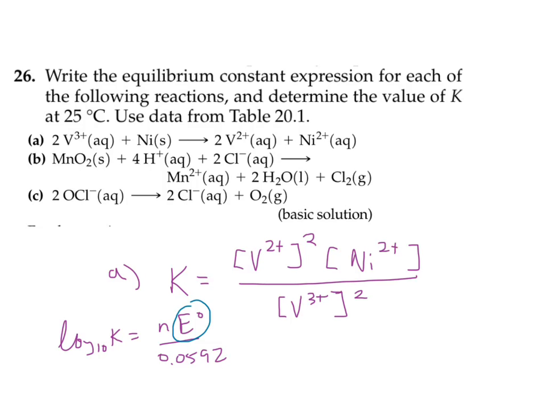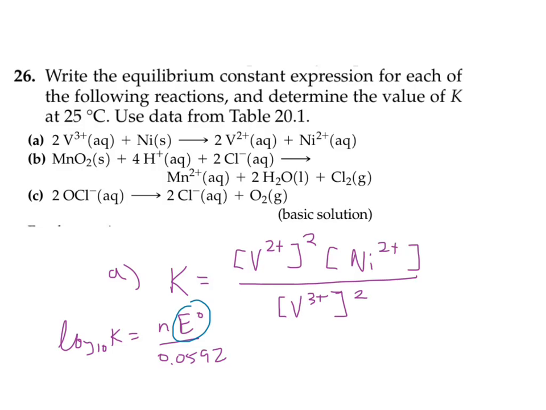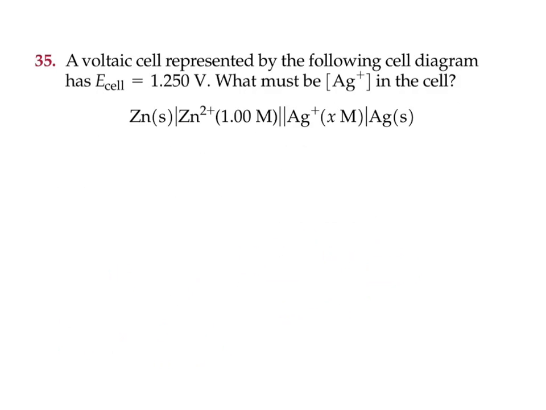But it would be good. The next one looks like this. It's a voltaic cell represented by this, and it gives the cell potential. That's not the standard cell potential. There's no naught there, okay? So the Nernst equation was used to get the 1.250 volts. And you're supposed to say, what is the silver ion concentration?